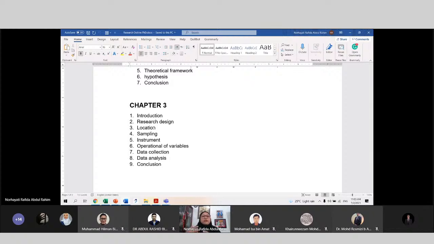And then you have to explain the operational instrument. What instrument should you use? If you say it's a survey, what instrument do you use? So survey means you use a questionnaire, for example in Google Form.